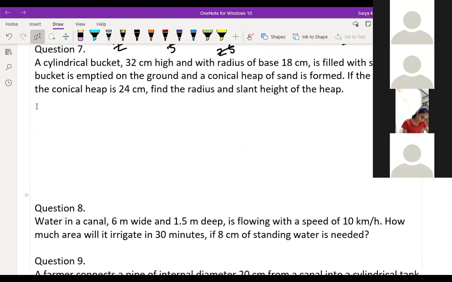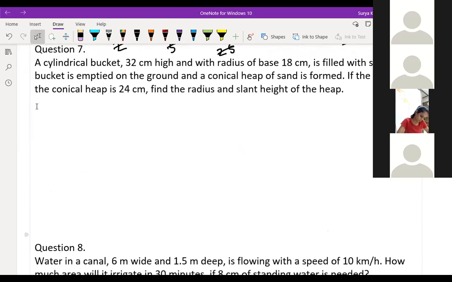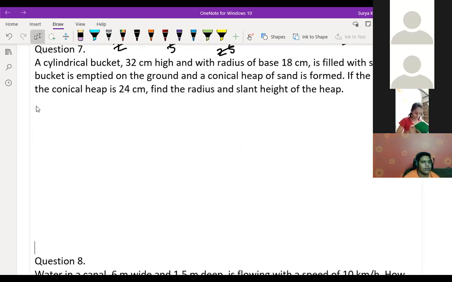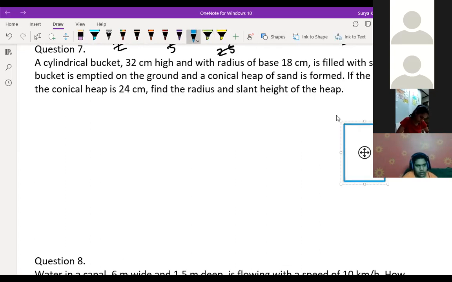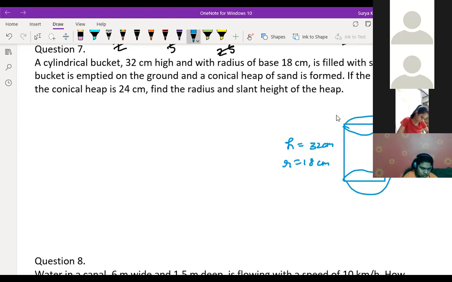A cylindrical bucket 32 centimeter high with radius of base 18 centimeter. So what we need to do is, cylindrical bucket, again you draw here. So height of the bucket is equal to 32 centimeter and radius of the base, radius is equal to 18, is filled with sand. This bucket is emptied on the ground and a conical heap of sand is formed.